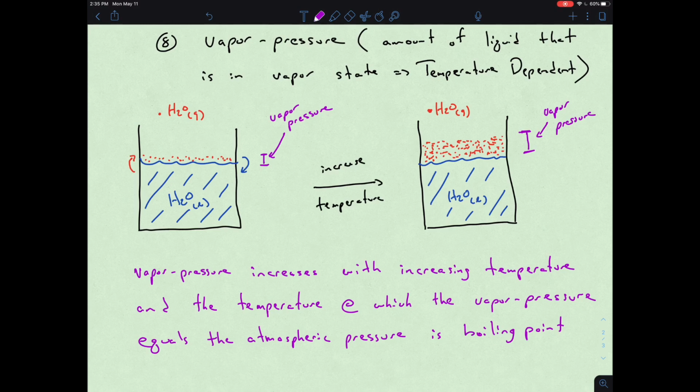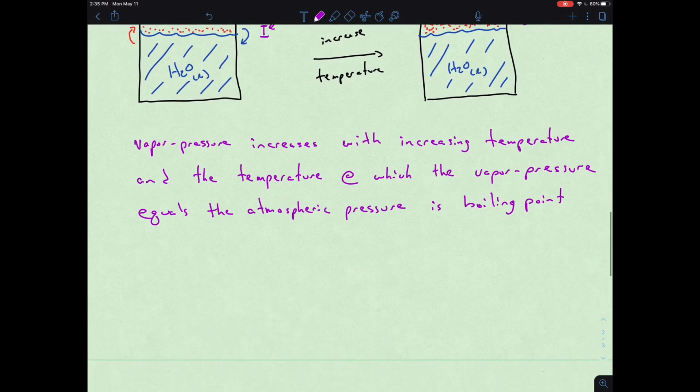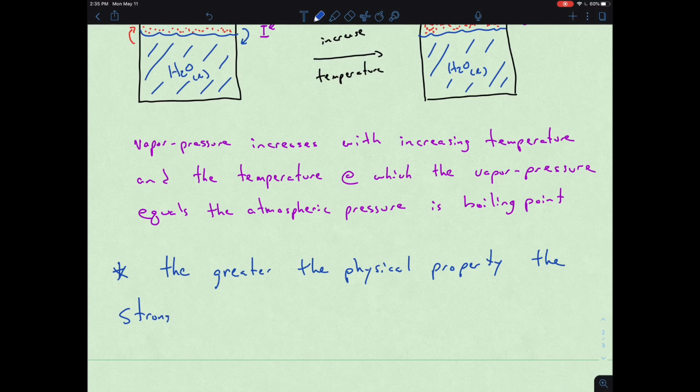But these are the physical properties that we're going to be talking about in terms of the effect that they have on these forces that we're going to be getting into right now. I think the most important thing to remember here is that the greater the physical property, the stronger the force.